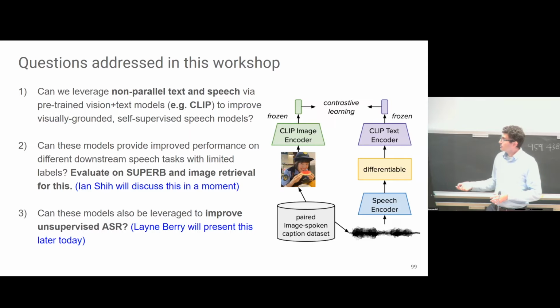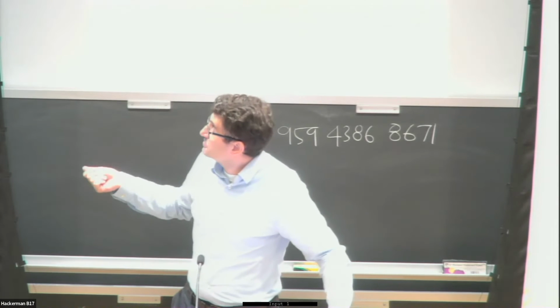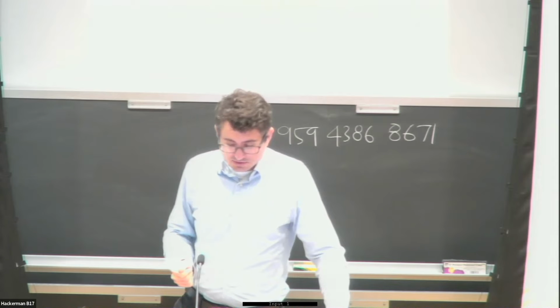And the 2 ways that we looked at doing that are looking at whether we could improve the performance of self-supervised speech models on things like the SUPERB benchmark or image retrieval from spoken input. That's what Ian's going to talk about in just a moment. And then later today, you're going to hear from Lane, who's going to tell you about how we can use these models to improve unsupervised ASR, like wav2vec-U style models. So at this point, I'm going to hand it off to Ian. Ian, are you in the Zoom and ready to go?